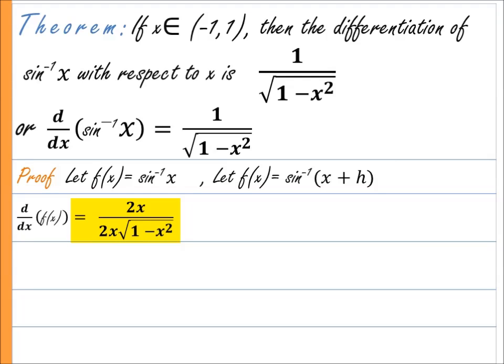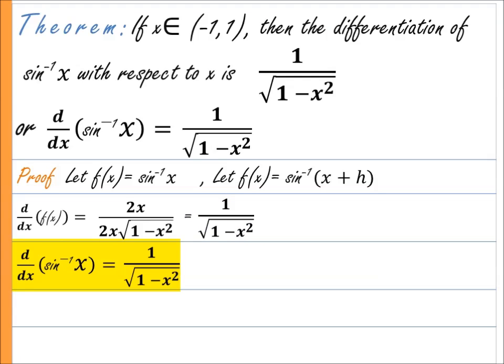Now cancelling 2x from numerator and denominator, we have 1 upon under root 1 minus x square. So that means the derivative of f of x with respect to x is equal to 1 upon square root of 1 minus x square. Or in other words, the derivative of sine inverse x is equal to 1 upon square root of 1 minus x square, where x lies in the interval -1 to 1.